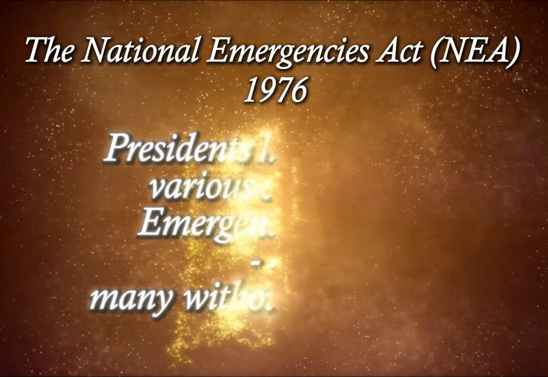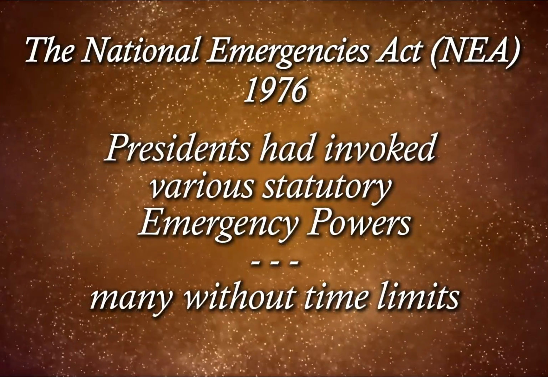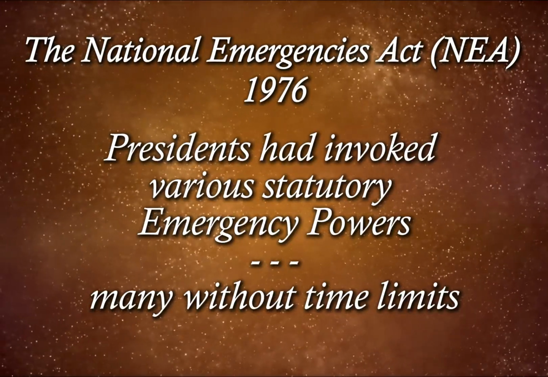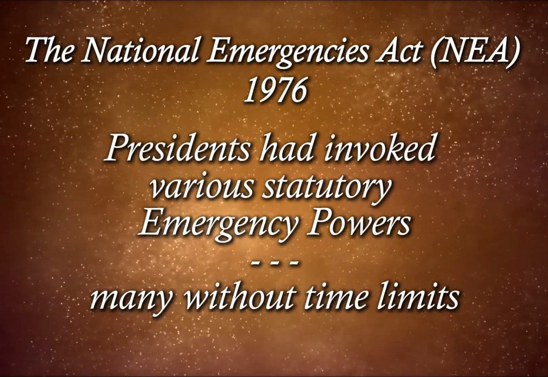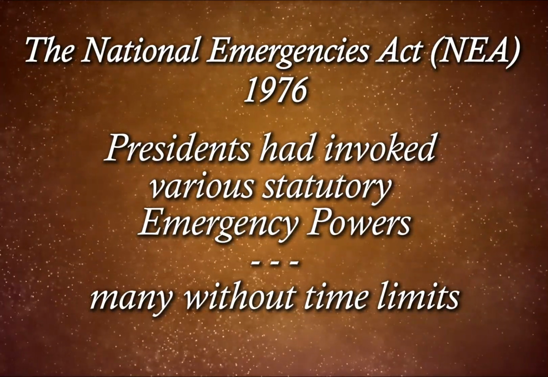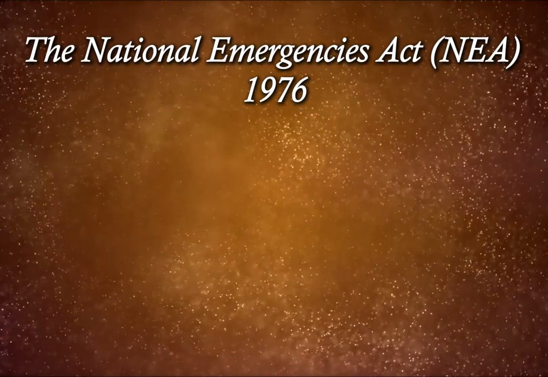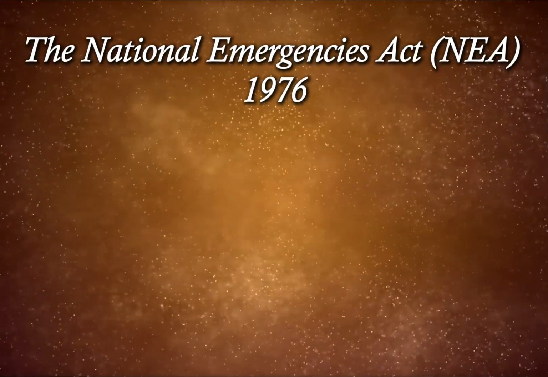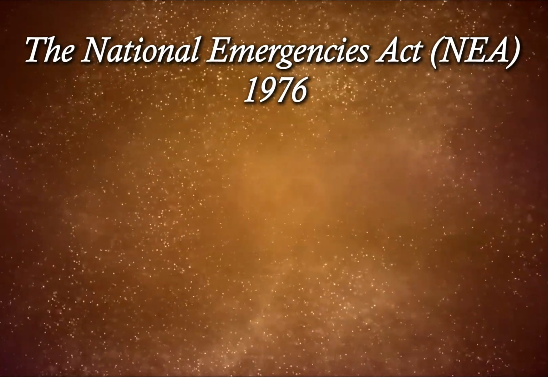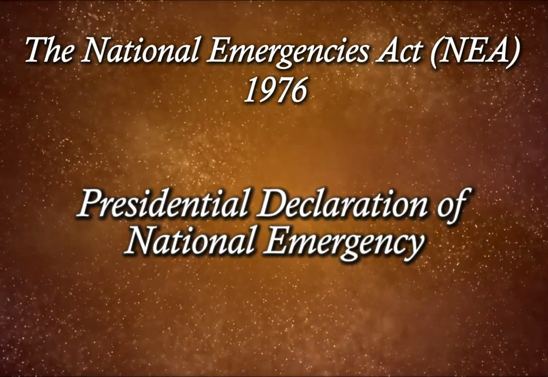Before the NEA, presidents had invoked various statutory emergency powers, many without time limits, some dating back to the New Deal and World War II. These powers allowed presidents to bypass certain legislative constraints, often with limited congressional oversight. By the 1970s, Congress sought to rein in these powers amid concerns over executive overreach, particularly following the Watergate scandal and the Vietnam War. Key provisions of the National Emergencies Act: Presidential Declaration of National Emergency.